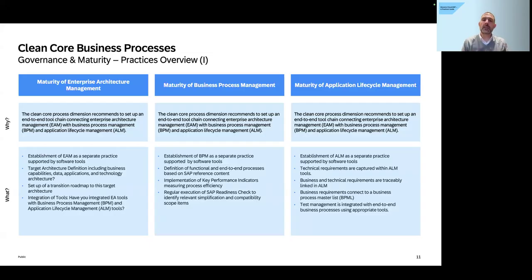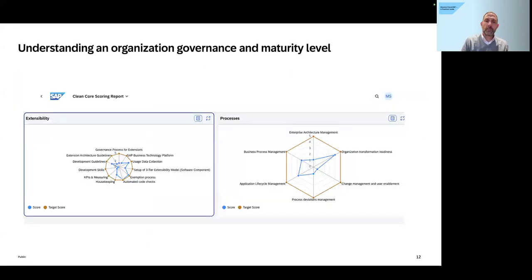And I was explaining on the house slide already why those two practices are so important from our point of view when it comes to having clean core business processes. What you then do, and this is an example of an assessment, is assess those individual practices. You can see on the right, on the processes side, enterprise architecture management has a line which goes right to the outer edge of the spider diagram, which says that the customer who did the assessment said, I really want to be very high on the target.